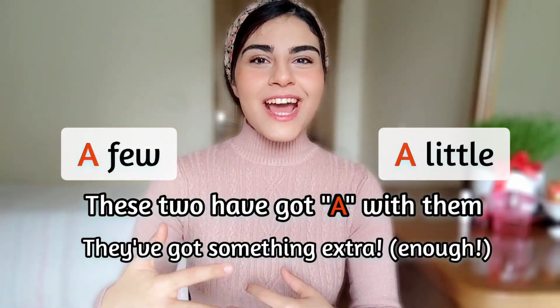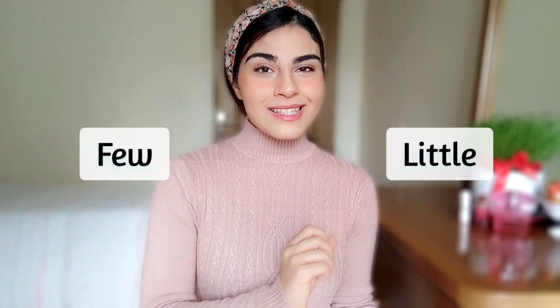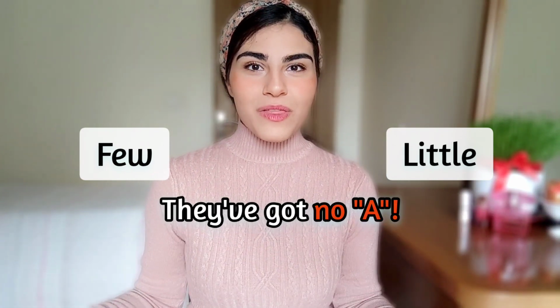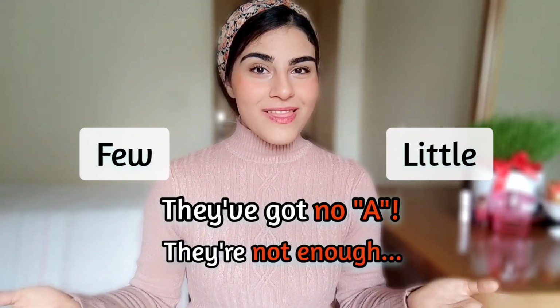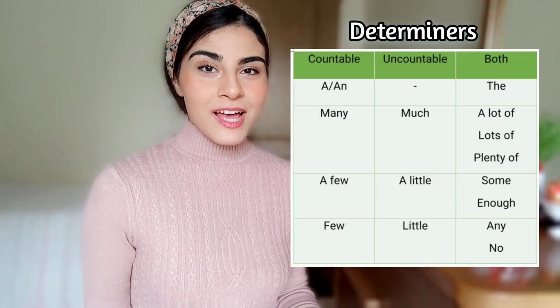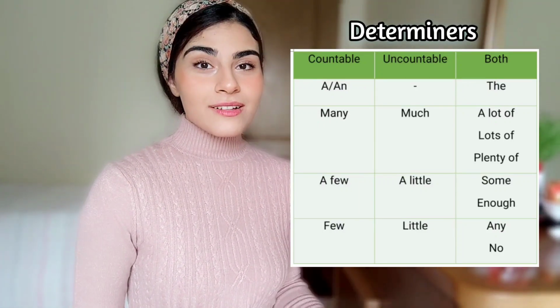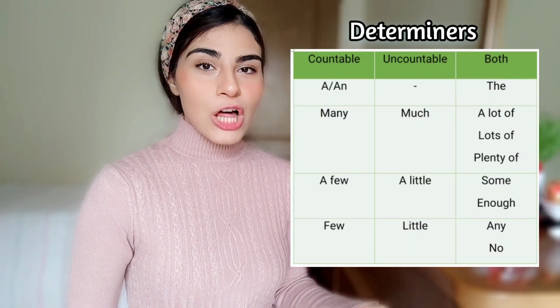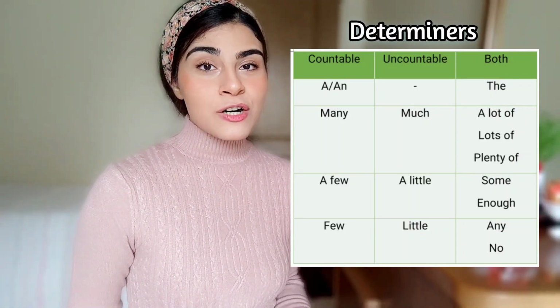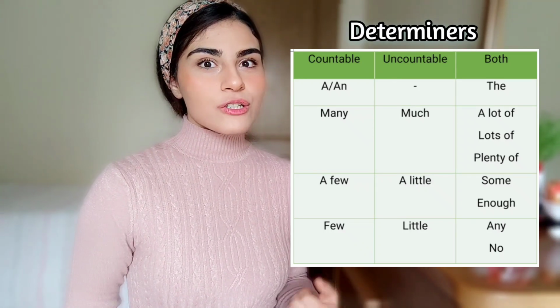They've got something extra that can be said as enough. But for few and little, we've got no words with them. There is no a. They are not enough. They don't have enough words in them. This is the trick I almost always use myself to tell them apart. And the determiners we use for both of these countable and uncountable nouns are the, a lot of, lots of, plenty of, some, enough, any, no.